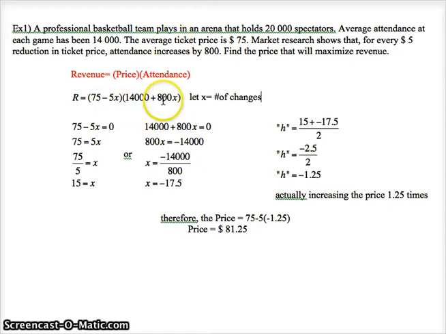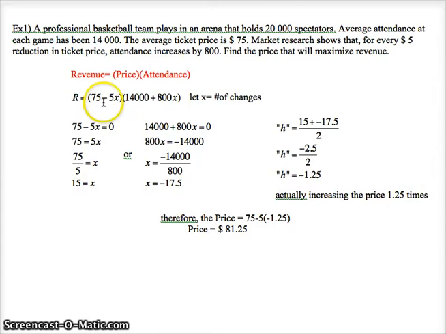So because we're in factored form, we can go straight to setting our factors equal to 0. So 75 minus 5x will equal 0, or 14,000 plus 800x will equal 0. So we solve each mini equation and we get our two roots of 15 and negative 17.5. But remember, we want to find our maximum revenue, so we want to find the h of our vertex. So we add our two roots and divide by 2, and we find that our axis of symmetry actually occurs at negative 1.25.